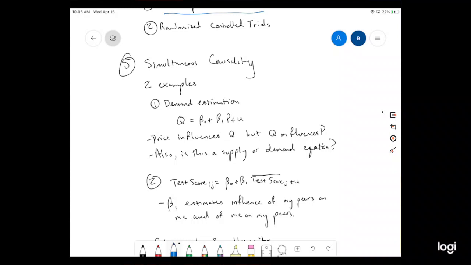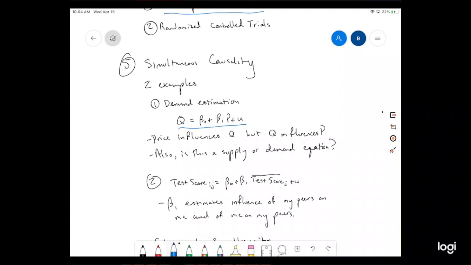There's 2 classic examples of this. The first is demand and supply estimation. So if we write down a demand equation that looks like what I've written down here, quantity is a function of prices, the way I've written it down implies that prices influence quantities. I've written prices on the right hand side, so we would think that beta 1 is capturing the effect of a change in price on quantity consumed.